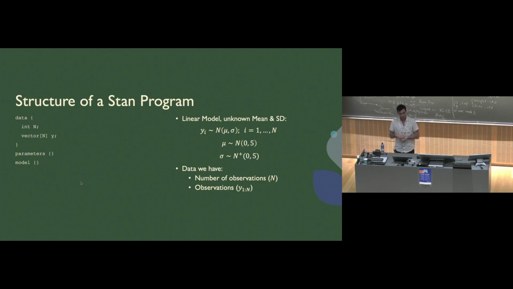As part of this model, we have an unknown mean and an unknown standard deviation. So our parameters are our unknowns. We have 1 mean and 1 standard deviation.